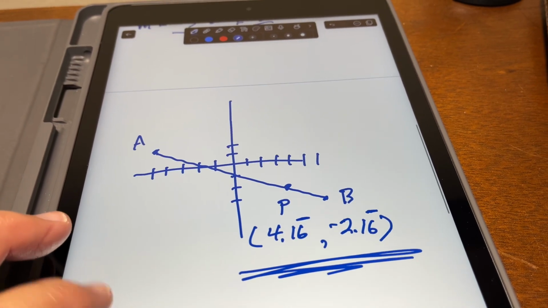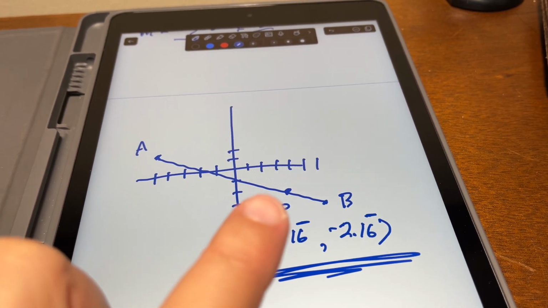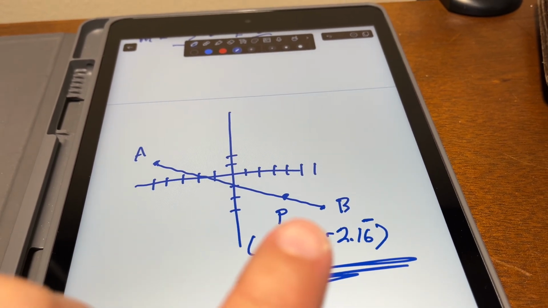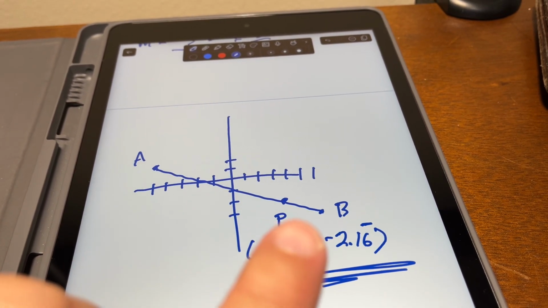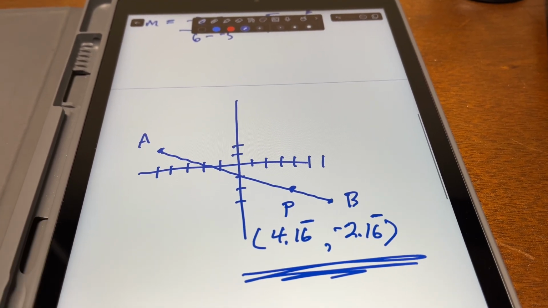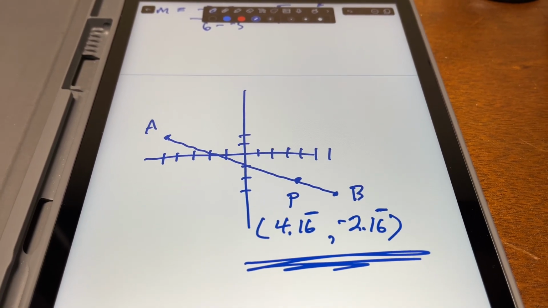So that's it. So A to P and P to B are in a 5-to-1 ratio. This is 5 times bigger than that. So this is my answer, and this is how you partition a segment.